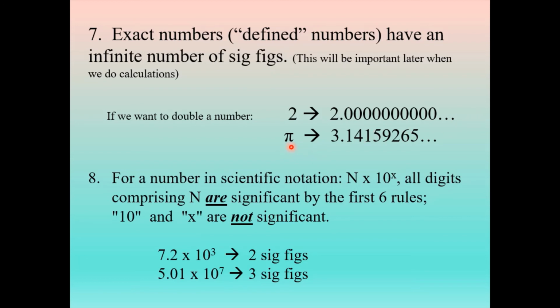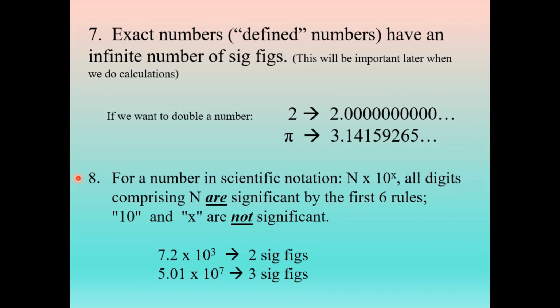Likewise, the number pi is a defined number. All right, it is a 3.14159265, and this keeps going on forever and ever. So in this type of application, the 2 here and the pi here have an infinite number of sig figs because they're exactly precise numbers.